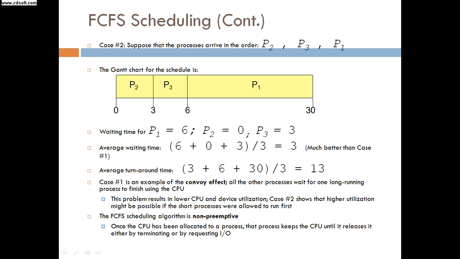To avoid this convoy effect, we have to execute the low burst time processes first and then the longer processes. Here we can achieve higher CPU utilization.